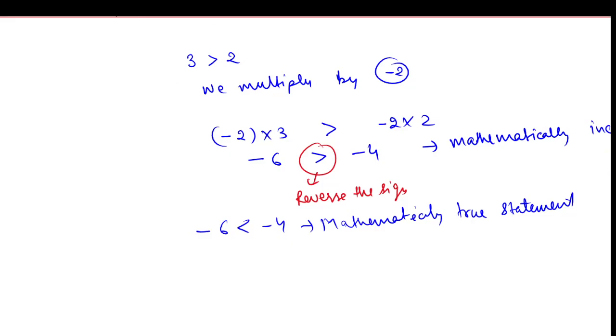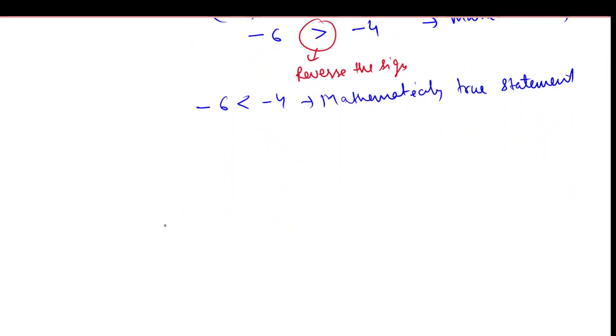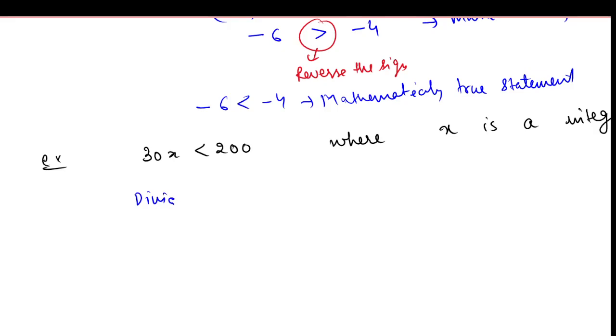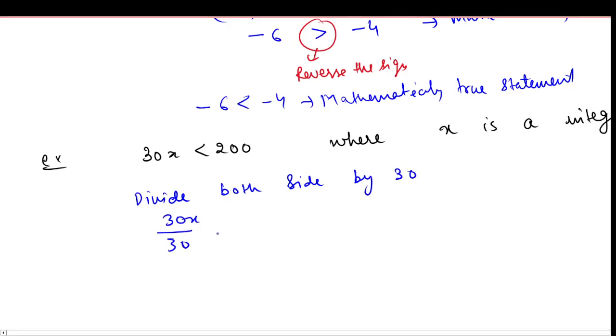So coming back to our previous example, how to solve an inequality without hit and trial method. Let's say we take an example, 30x is less than 200, where x is an integer. By following the rules of inequality, we divide both sides by 30. So 30x by 30 is less than 200 by 30. So this implies x is less than 6.67.